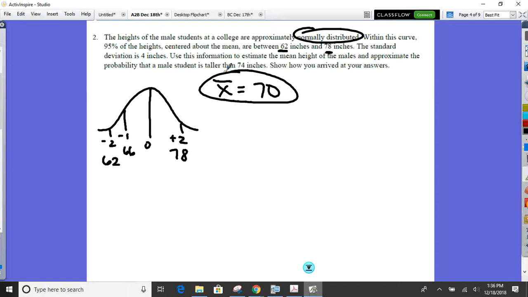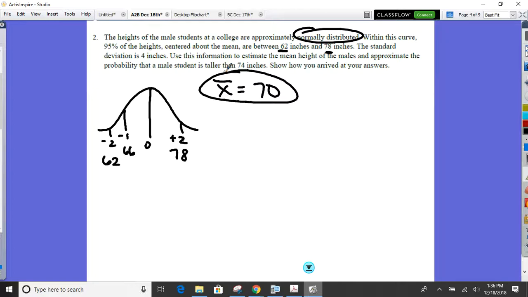Ian, you all right? Ask away how we got to that center point. Okay.